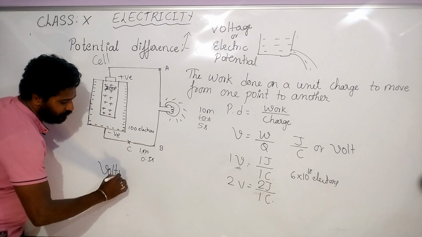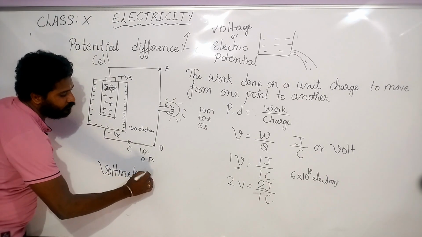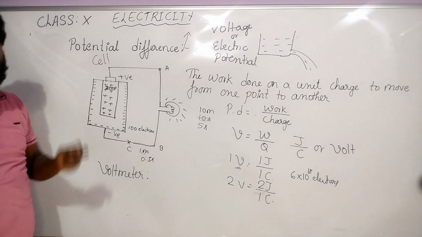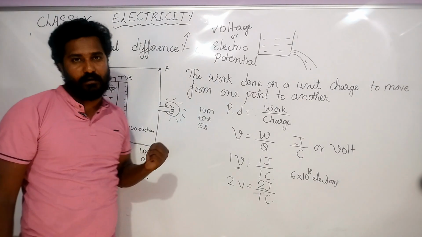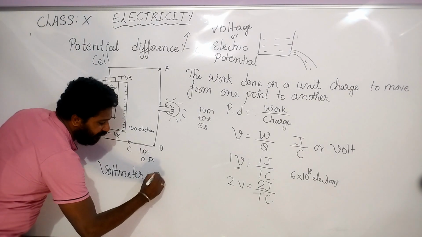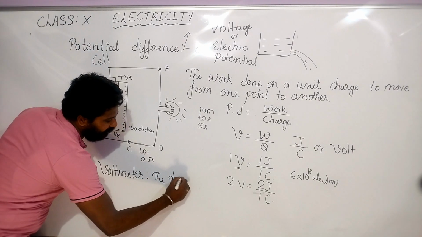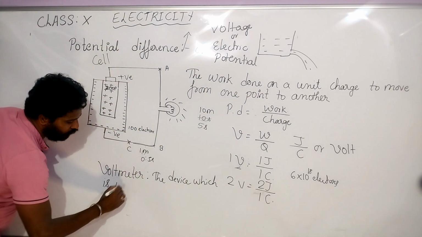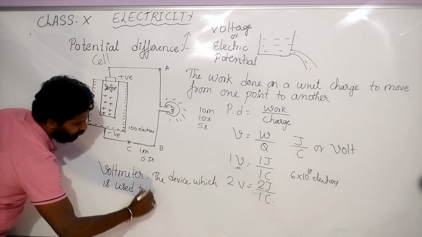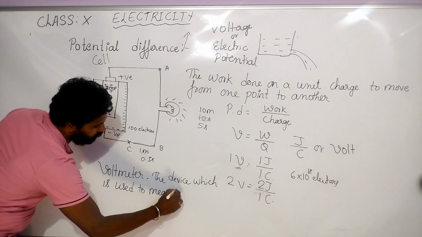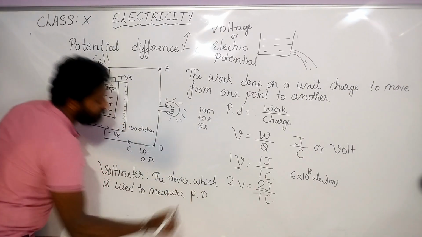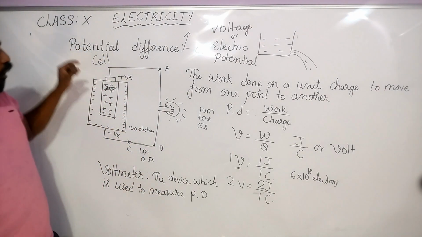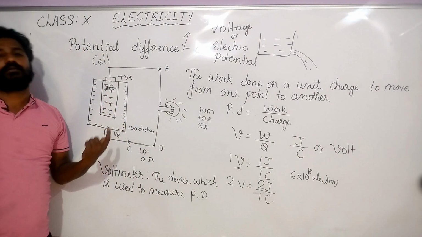As with the ammeter, we discuss the voltmeter also. Okay, what is a voltmeter, children? You know the ammeter already, right? It is the device which is used to measure electric current. So here what do we say? The device which is used to measure potential difference is called a voltmeter.